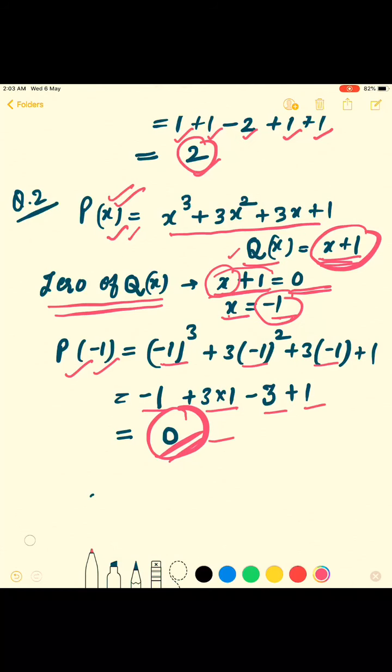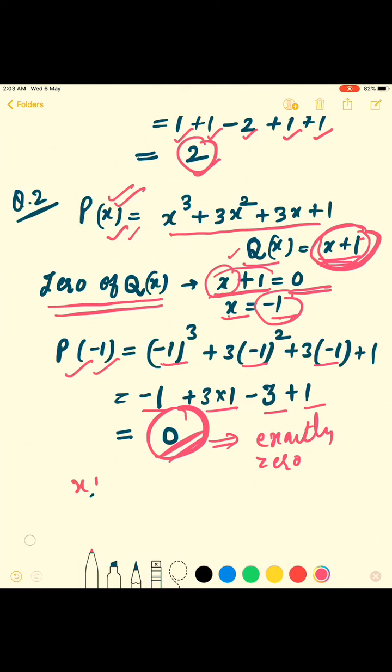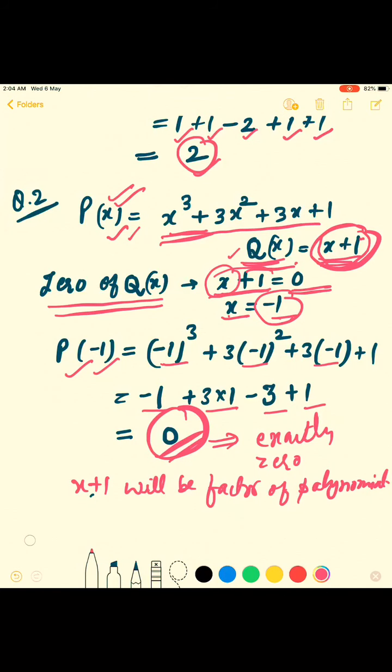So whenever the remainder comes exactly 0, in that case this x plus 1 will be a complete factor of the polynomial. It means it is completely dividing the polynomial p(x), so q(x) will be a complete factor of the polynomial. Hopefully this is clear from the second example. Now next we will do in the next class.